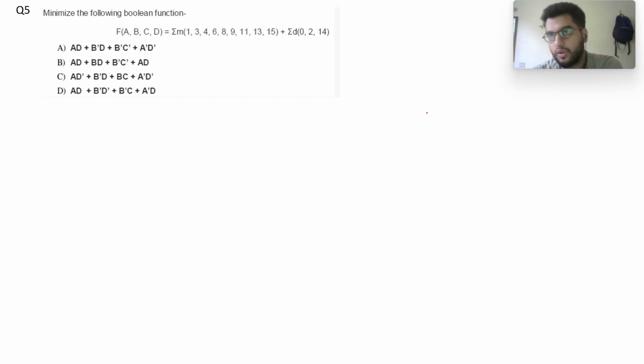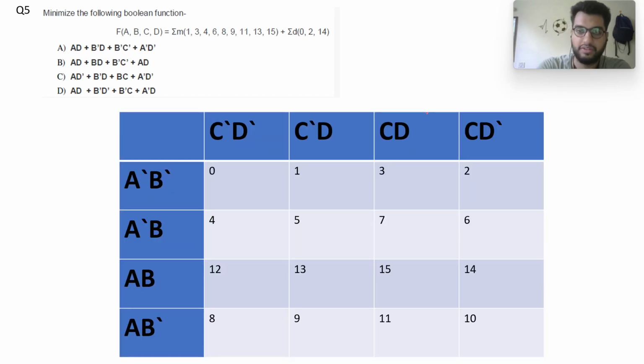So again we have a four variable function, and for four variables we construct a 4 cross 4 K map, also called the four variable K map. So here we have the 4 cross 4 K map again. Sorry about the repetition, I have to repeat this again and again because some of the students have joined late. So let me just give a quick revision of this.